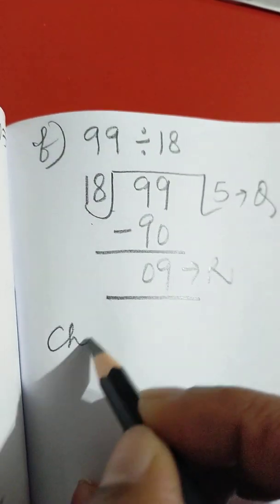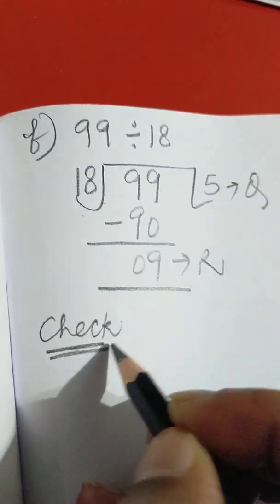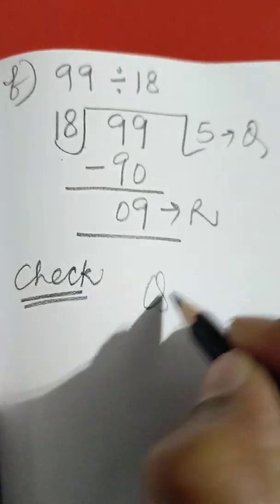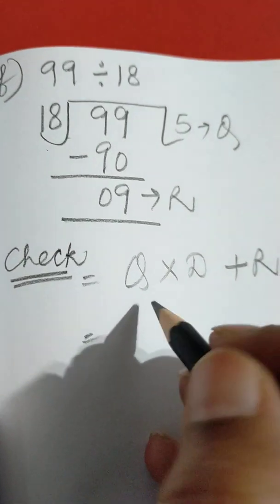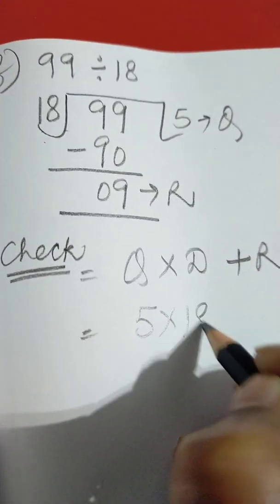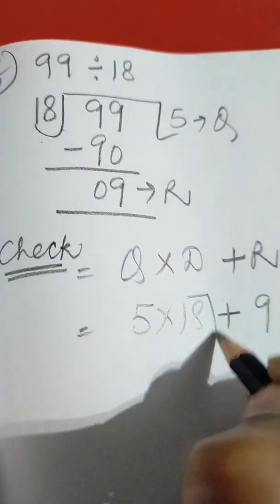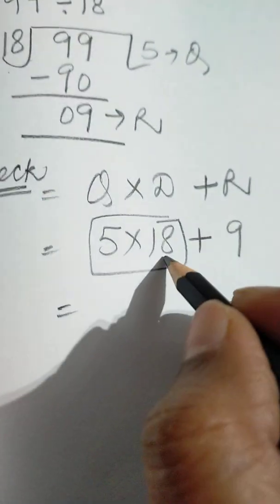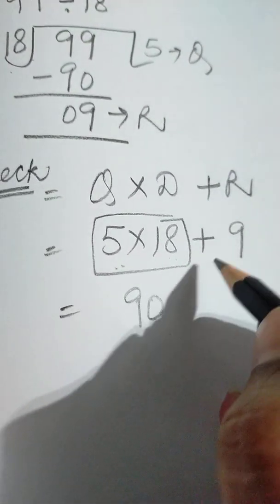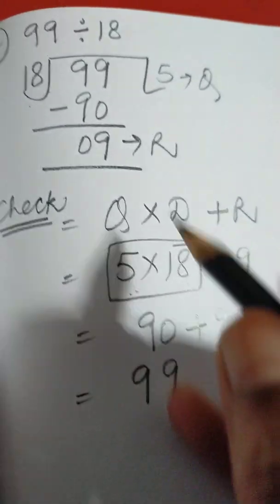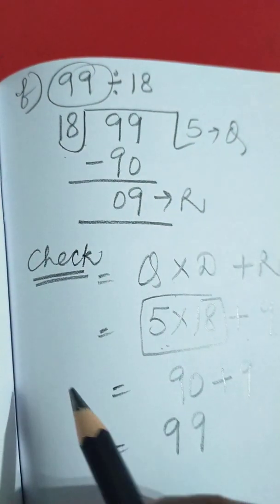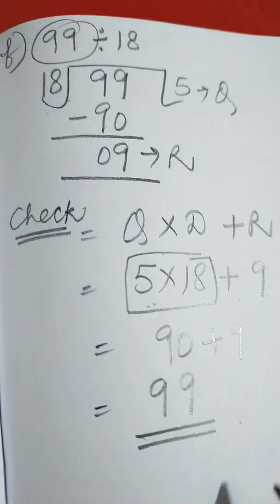Now we will check our sum. Quotient multiplied by divisor plus remainder. Quotient is 5, divisor is 18, and remainder is 9. Firstly we will do multiplication. We will get 90 plus 9. Here is 99 and the question was given as 99. So our sum is correct.